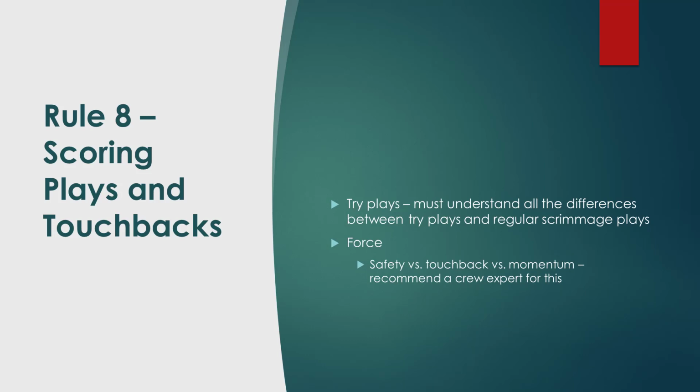Try plays, understand all the differences between tries and then regular scrimmage downs, what you can do or can't do, such as Team B is not picking it off and running it back for 2 points like they would on a regular scrimmage down where they would run for a touchdown. So things like that, just make sure we're aware of it. And then force, who's responsible for putting the ball in the end zone or moving it in a certain direction, safety versus touchback versus momentum.